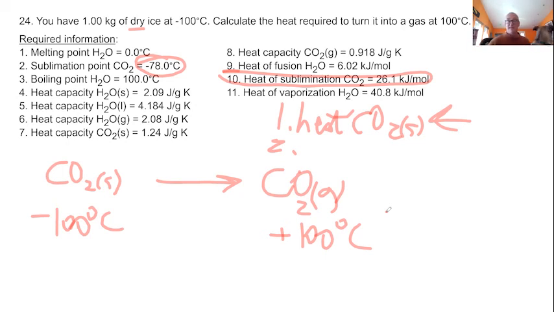What happens at minus 78? Sublimation. Right, so we need to sublime all of that CO2 to gas. That takes heat, right? So we've got solid CO2 at minus 78, and we need to convert all of it to gas, also at minus 78. So now I have gas at minus 78. What's the third thing I need to do? Heat the gas up to 100.